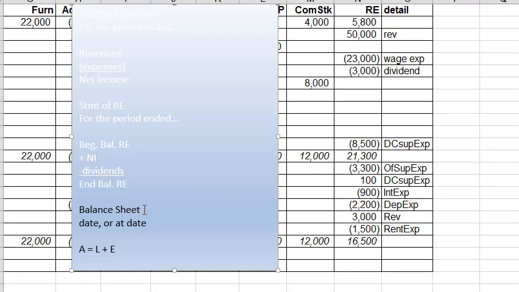The balance sheet is dated differently than any of the other three financial statements. If you think about it, the balance sheet isn't showing you balances for a month or for a year. A balance sheet is showing you a snapshot of the financial position of the company as of a particular moment. So a balance sheet will just say at 12/31 year 3 or at March 31st 2013, whatever it happens to be.